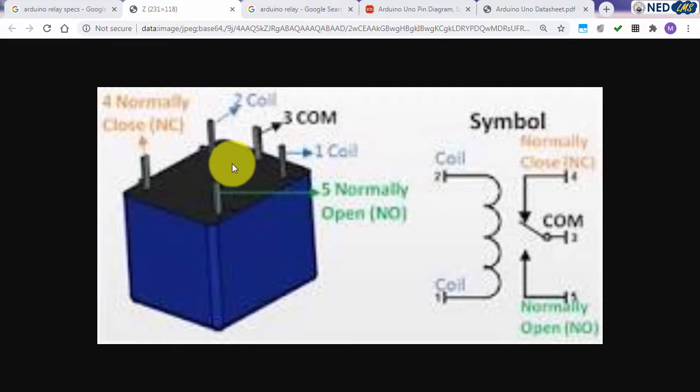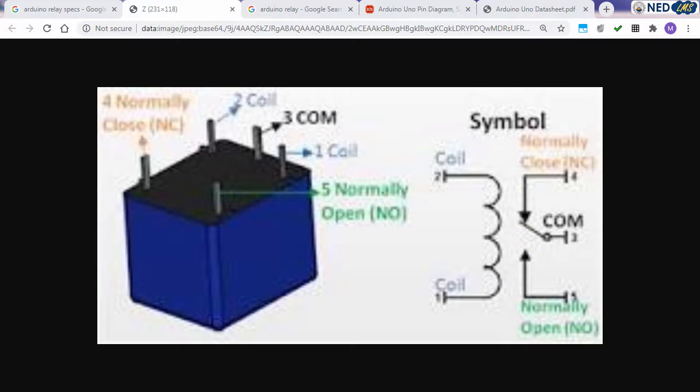The basic purpose of a relay is that it provides isolation between the control circuit and the load circuit. The control circuit drives this coil, and this is the common point, and this common point is connected to this normally closed point when there is no power in this coil. But when we energize this coil, this common point is connected to this point which was normally open, so it connects to here when the coil is energized. I think I explained that.